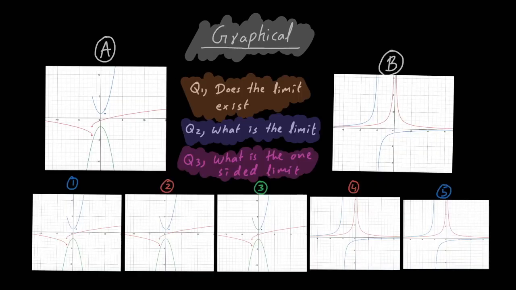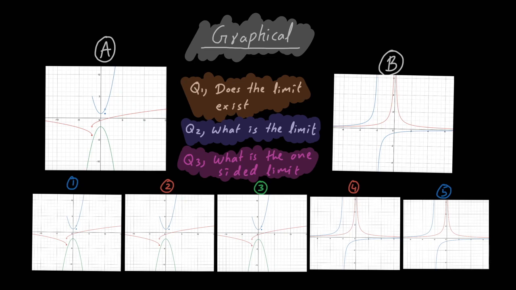You can see graphs A and B on your screens. In graph A, you can see that there are three graphs, a blue one, a red one, and a green one. And in graph B, you can see that there are two graphs, a blue one and a red one. Now these are the only 5 type of possible graphs that you will ever get or see in your exams.